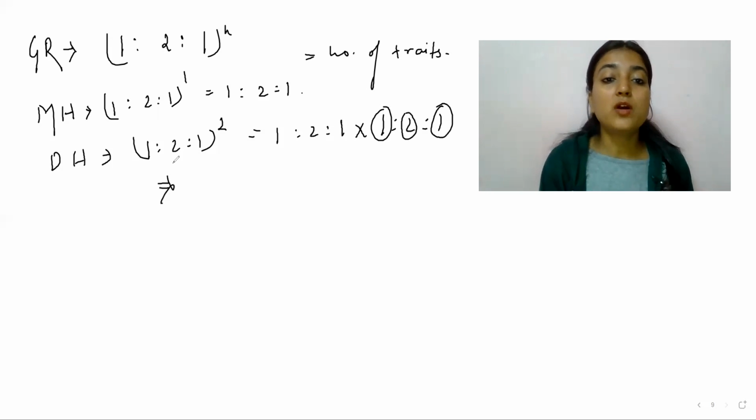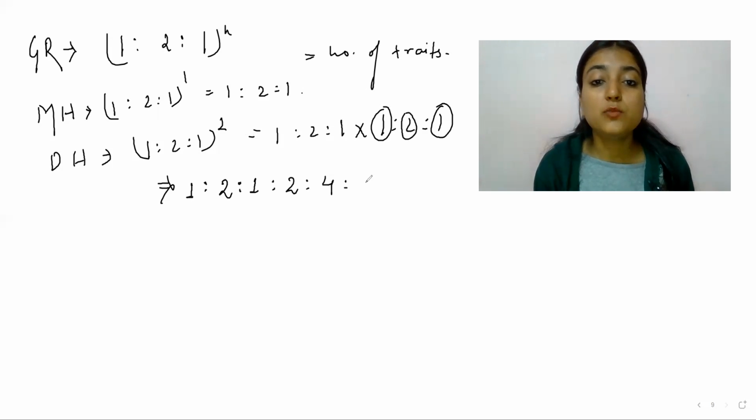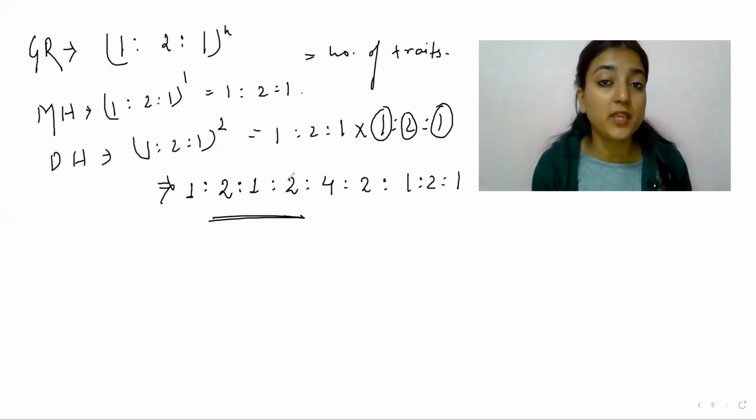So for the dihybrid cross we will get the genotypic ratio as 1 into 1, 1, 1 into 2, 2, 1 into 1, 1. 2 into 1, 2, 2 into 2, 4, 2 into 1, 2. 1 into 1, 1, 1 into 2, 2, and 1 into 1, 1. Fine. So this is the genotypic ratio which will be obtained in the dihybrid cross.